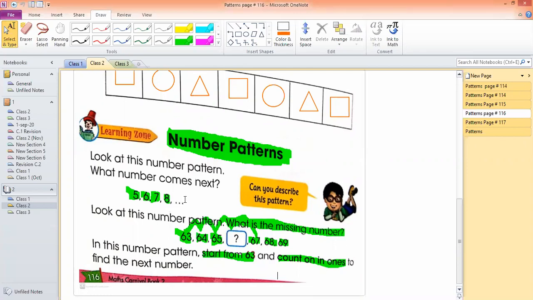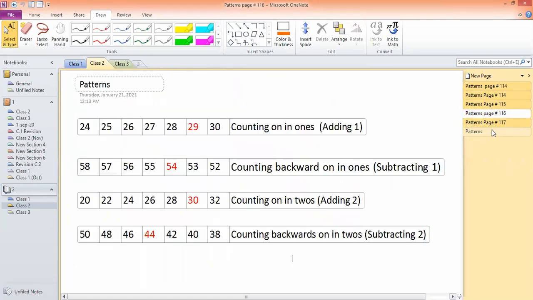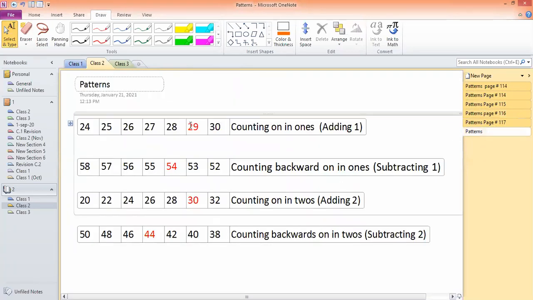5, 6, 7, 8, and then we know 9. 63, 64, 65, and then 66, because we are counting on in ones. So here we started some examples. This was 24, 25, 26, 27, 28. After that what? I asked you, you said, sir, it will be 29. I asked you why? Because we are counting on in ones.